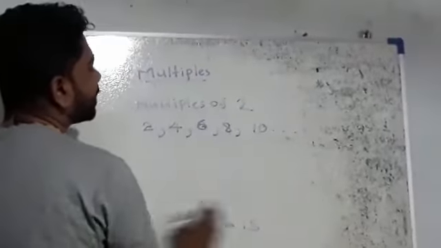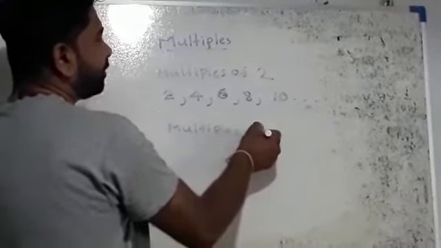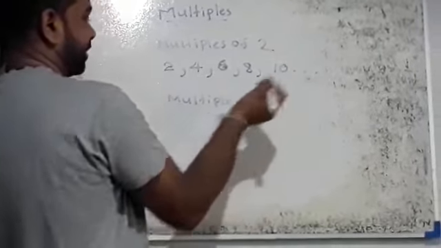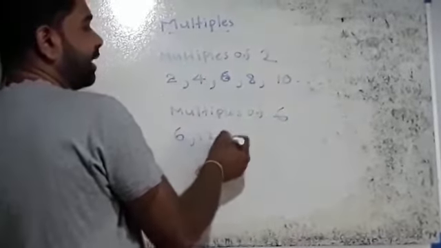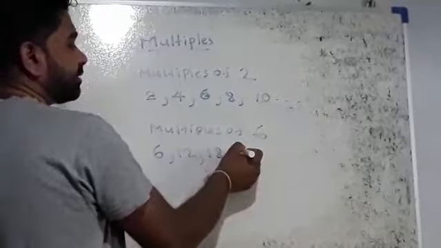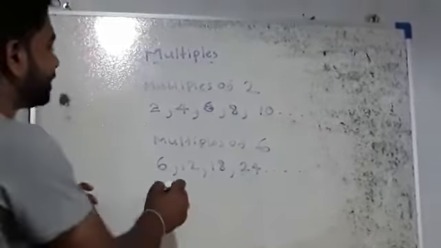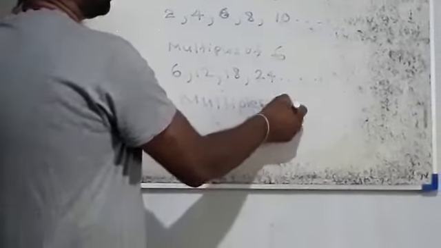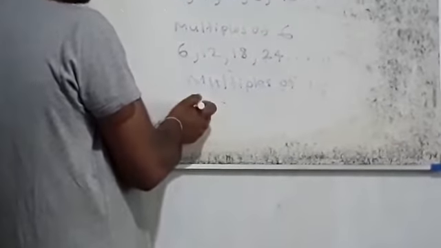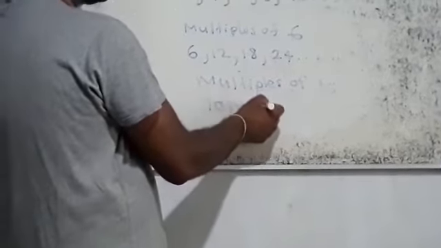So, multiples of 6. 6 into 1 is 6, 6 into 2 is 12, 6 into 3 is 18, 6 into 4 is 24. Like that you can write. So multiples of 10. 1 into 10 is 10, 2 into 10 is 20, 3 into 10 is 30. Like that you can write.